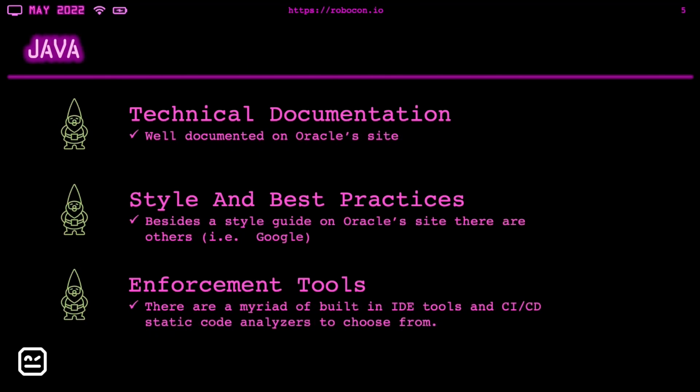So let's start with Java. Let's just look at some of the more well-established languages. First, let's look at Java. Technical documentation, have that. You can go to Oracle's website and read it down. Definitely has a style guide. Also, other companies have their own established style guides, like Google, for example. And finally, there are plenty of static code analyzers and linters to enforce the rules and styles.